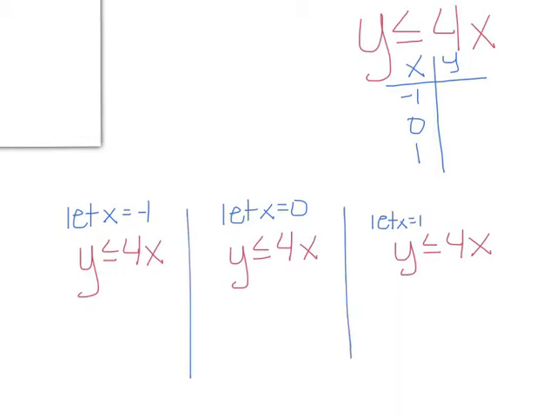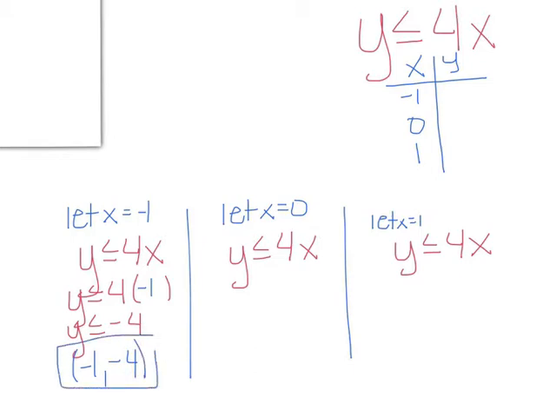divide those up. On our first example here, we have y is less than or equal to 4 times the x value, and the x value we're working with is -1. So we have y is less than or equal to 4 times -1, which is -4. This means that when x is -1, y is -4. So let's go ahead and fill in our chart to the right. When x is -1, y is -4.